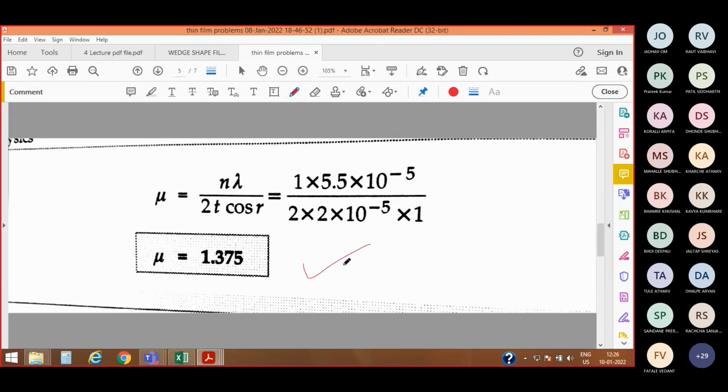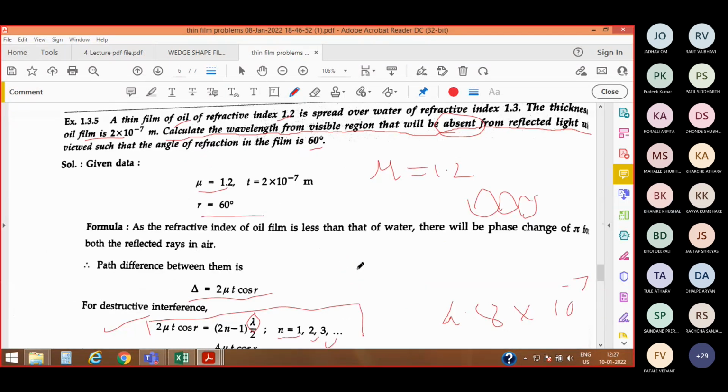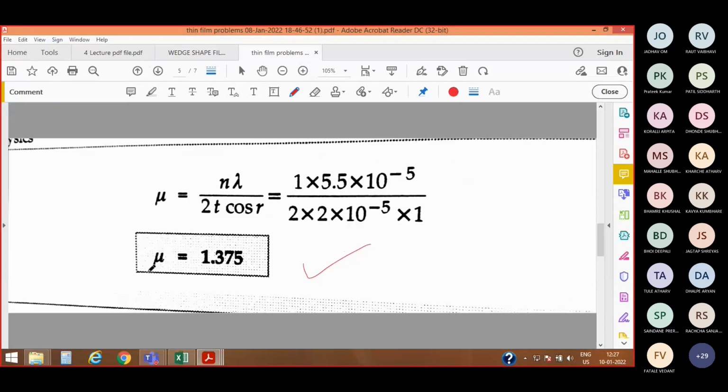Now the next problem: what is the unit? There is no unit for this, since mu1 upon mu2, both are cancelling each other. Both will cancel.